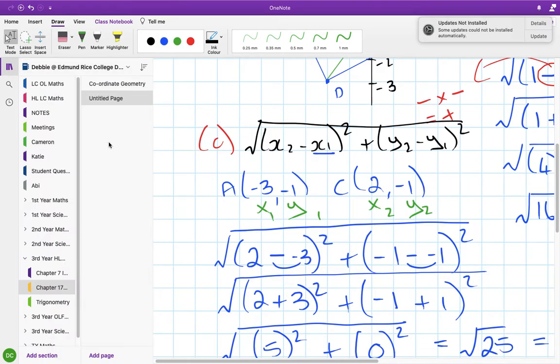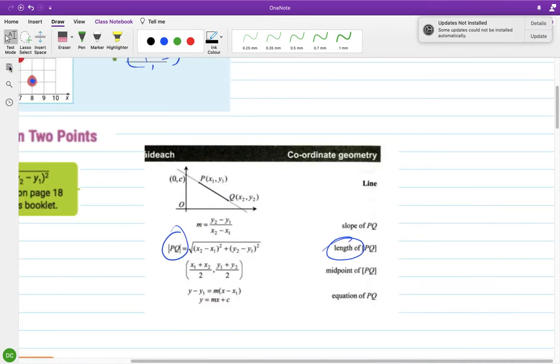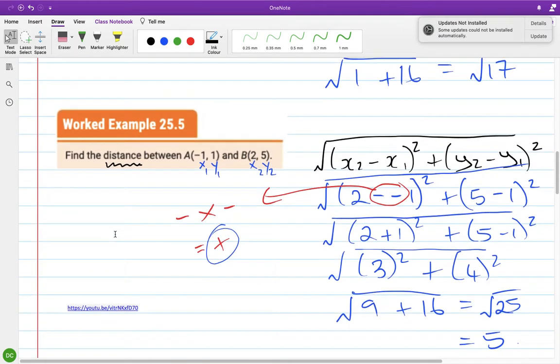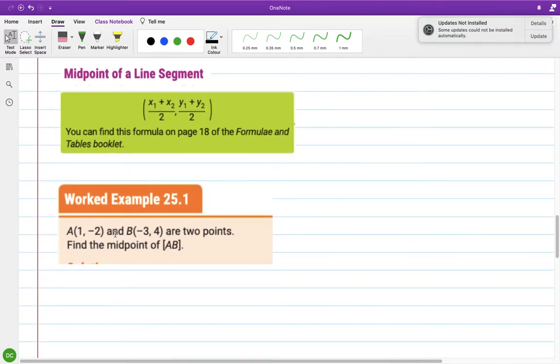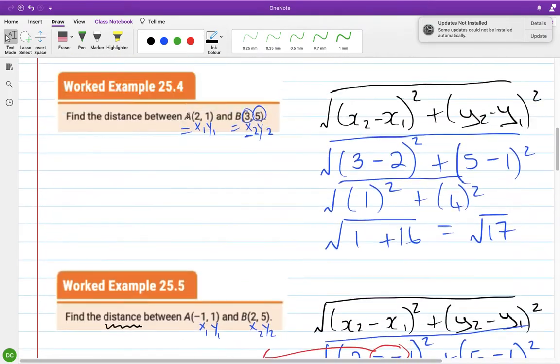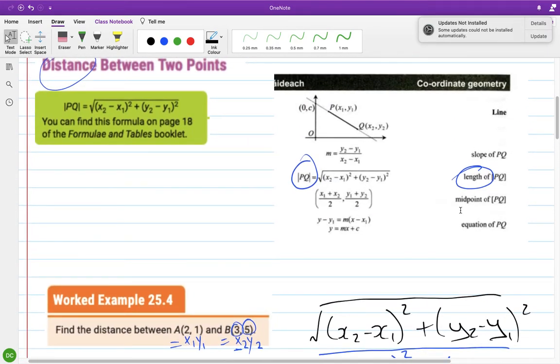Right, so we'll move on, and the next thing we are going to do is midpoint. So this is the midpoint formula, and if I just go back up here to the formula and tables book, you'll see it here. Midpoint. Now, the midpoint is the point in the middle. So if I gave you this point A and this point B, and you used the midpoint formula, you'd get the point right in the middle.